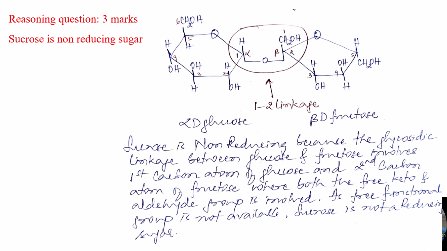The next reasoning based question is sucrose is non-reducing. Why is it so? This is because sucrose is made up of glucose and fructose, and the linkage is a 1,2 linkage, which involves the first carbon atom of glucose and the second carbon atom of fructose. Now this linkage abolishes the functional group of aldehyde which is present in glucose and the keto group which is present in fructose. And as we all know, the functional group is very much needed to reduce Benedict's reagent, and this functional group is involved in glycosidic linkage and is not available, hence sucrose is non-reducing.